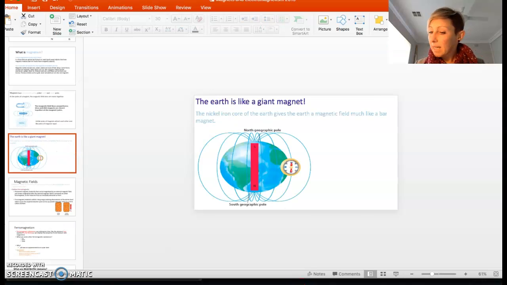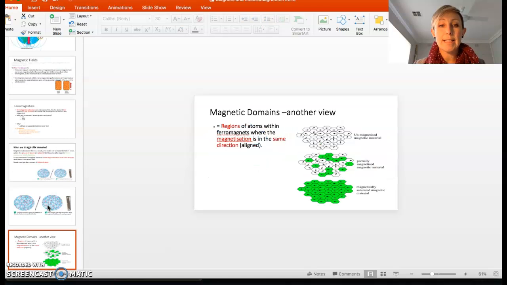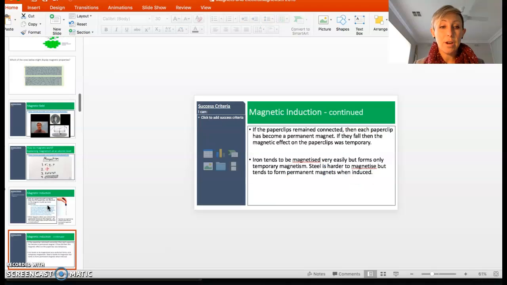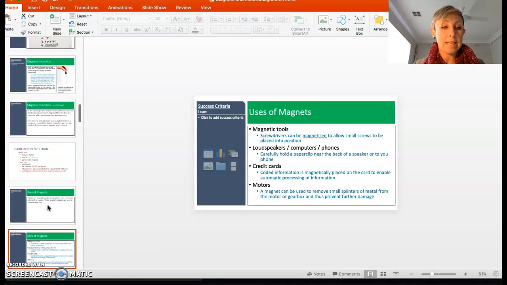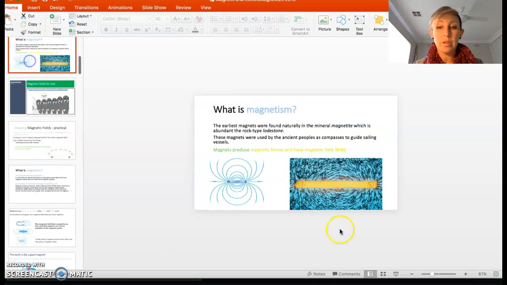Okay, let's have a look at one of the first skills that you'll need. The first thing that we've done practically is to use iron filings to scatter over the top of bar magnets and horseshoe magnets, and then draw magnetic fields. Let's have a look at this one here as an example.